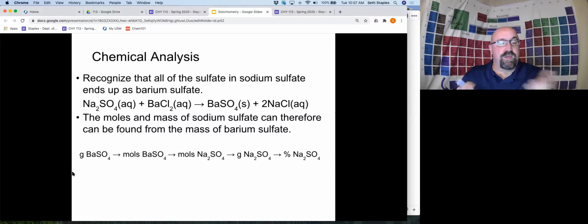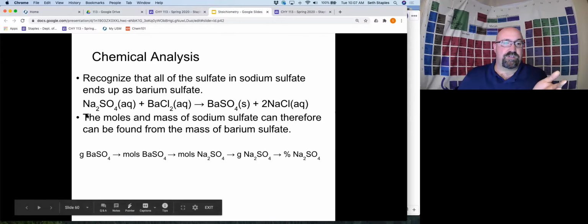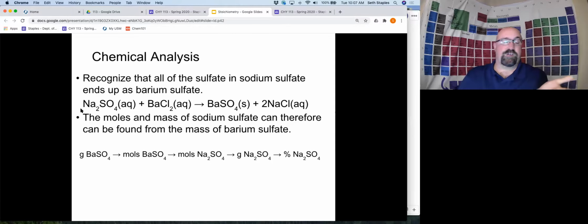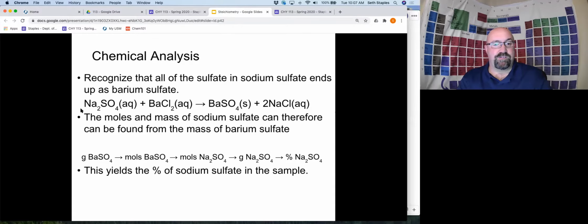And so it's a simple conversion then. We know how many grams of barium sulfate that we had. We were able to just take the mass of that after we filtered it. We convert that to moles of barium sulfate. We then use our balanced chemical equation, it's a 1-to-1, to convert then to moles of sodium sulfate. From there, we just convert to grams of sodium sulfate, the way that we've been doing for quite a while now. And once we know the grams of sodium sulfate, we know how many grams of the entire mineral that we started with. And so we can just divide that to find our percent composition. And that will let us know the percent of sodium sulfate that was in the original sample.